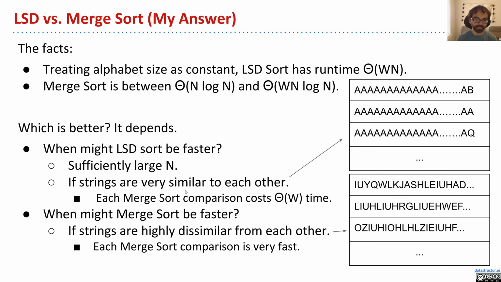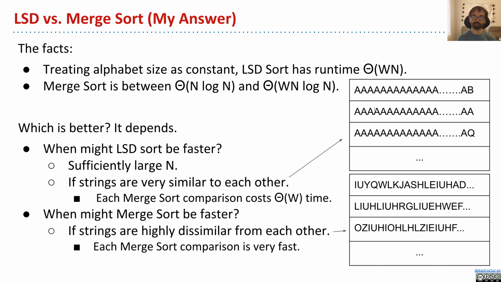Now, if that's not the case, if the strings are simply just very similar to each other, in that case it seems plausible, just intuitively, that every comparison in merge sort is going to cost w time. And so you can imagine that LSD sort would have a little bit of an edge, because it's going to look at every character exactly one time, whereas merge sort is going to reuse some characters. Now, if it's not clear that merge sort will reuse some characters, don't worry, we're going to go into that in more detail soon, but it seems plausible that if the strings are similar to each other, that LSD sort might maybe be faster.